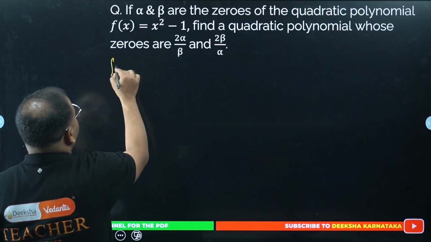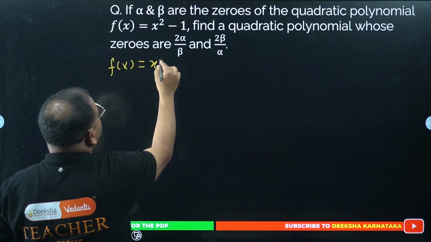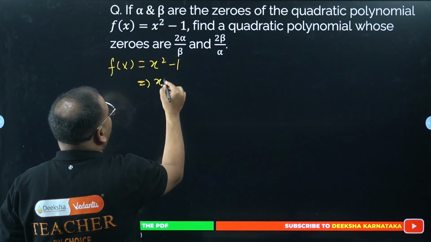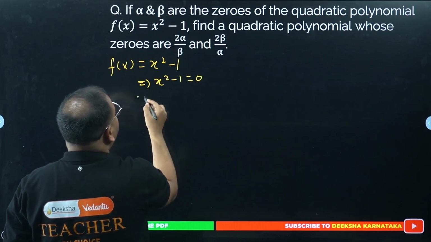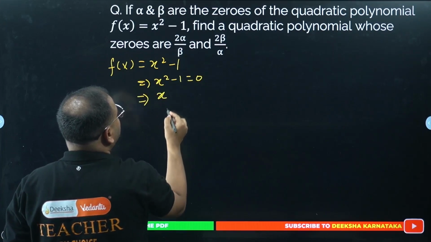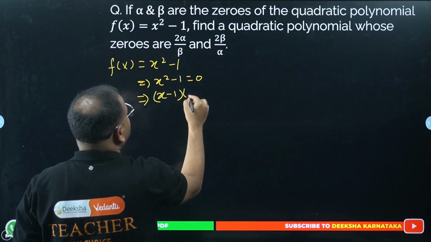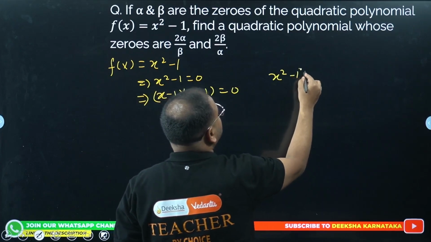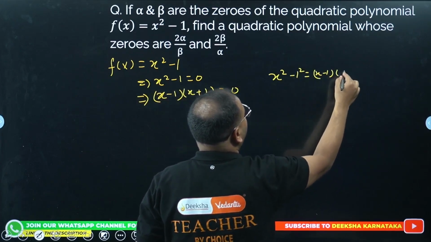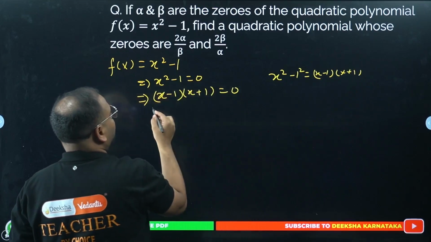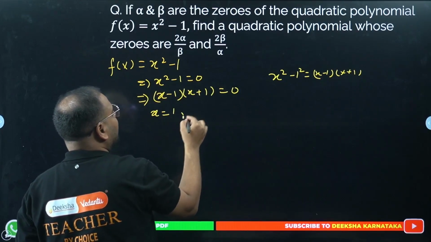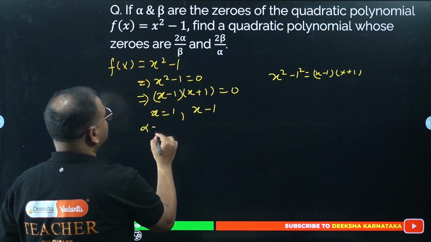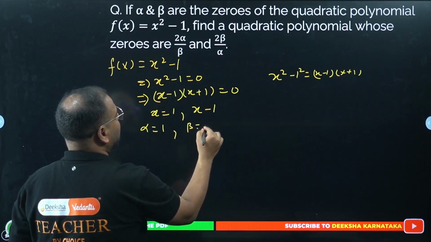Polynomial is given, sir: fx equals x square minus 1. How do we find the zeros? Put it equal to 0. X square minus 1 equals 0. Factorize it: x minus 1 times x plus 1 equals 0, because x square minus 1 square equals x minus 1 into x plus 1, right? Put them individually equal to 0. X equals 1, x equals minus 1. Alpha and beta are the roots. Let's take alpha equals 1, beta equals minus 1.